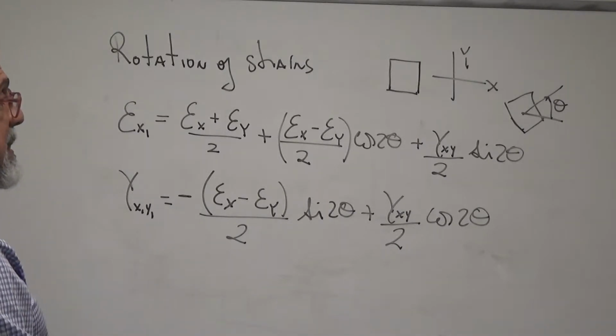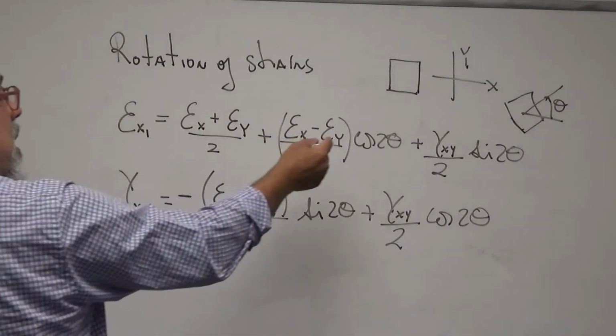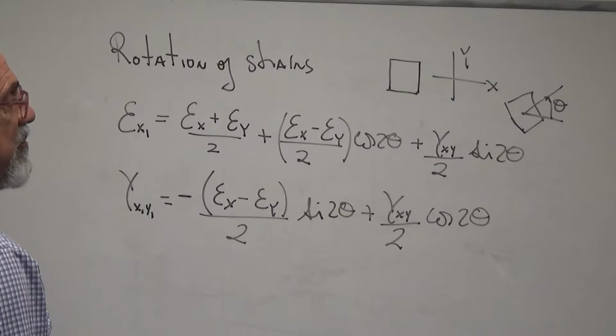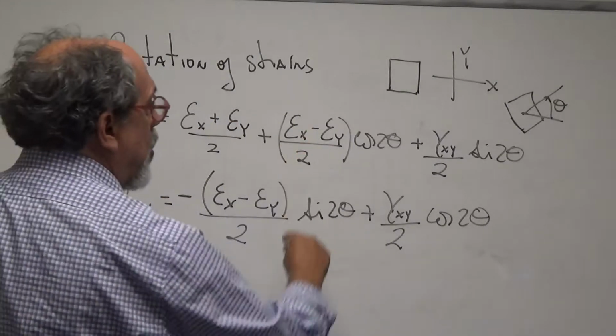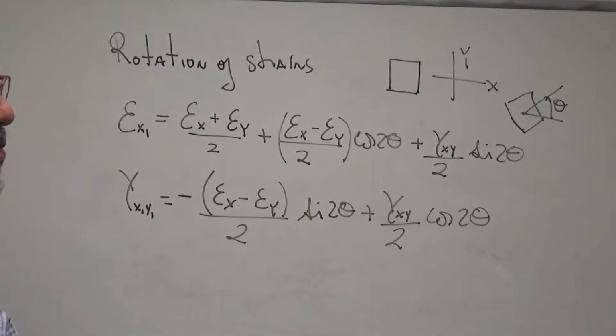Okay? If you want to get the strain in y, then of course you add 90 degrees to theta. But you can confirm yourself that the same relationship holds for stresses. Once you know one side, you can get the other one because the sum stays the same.